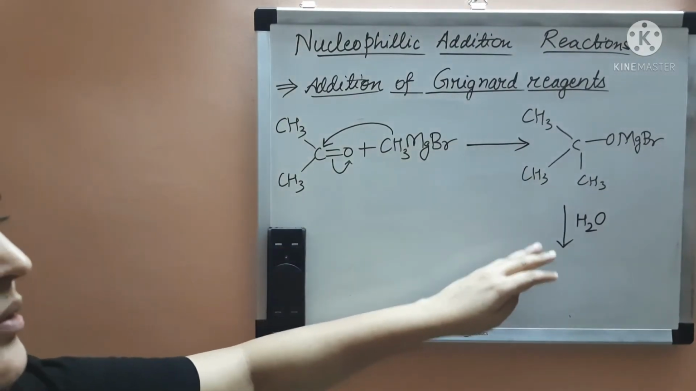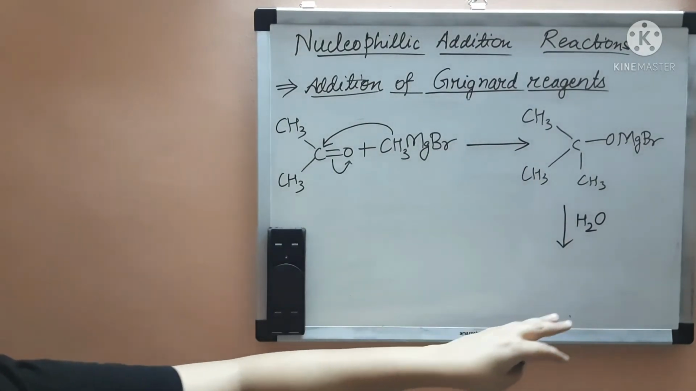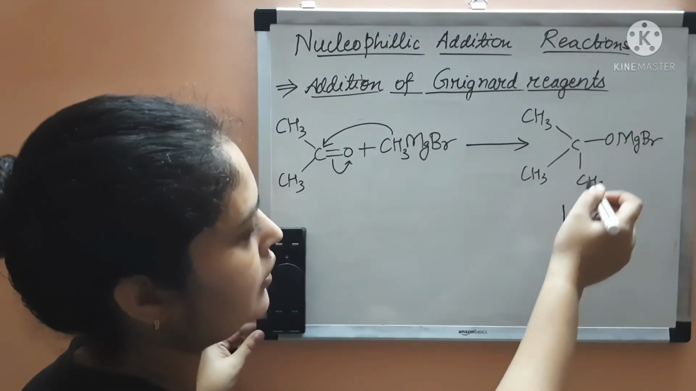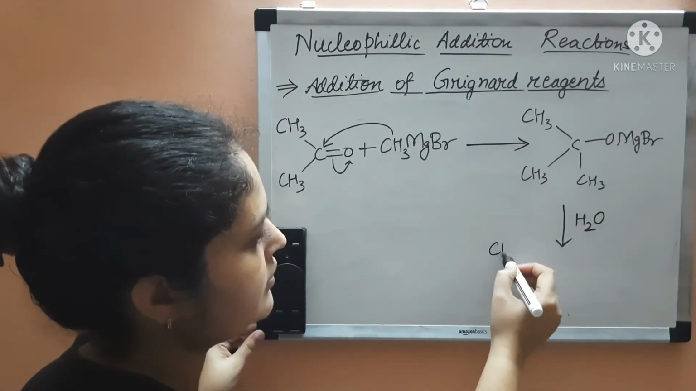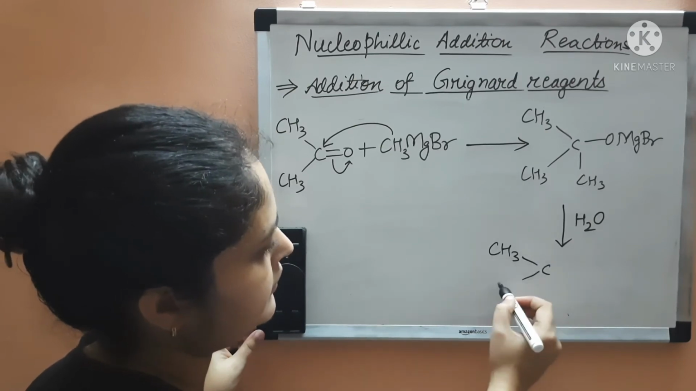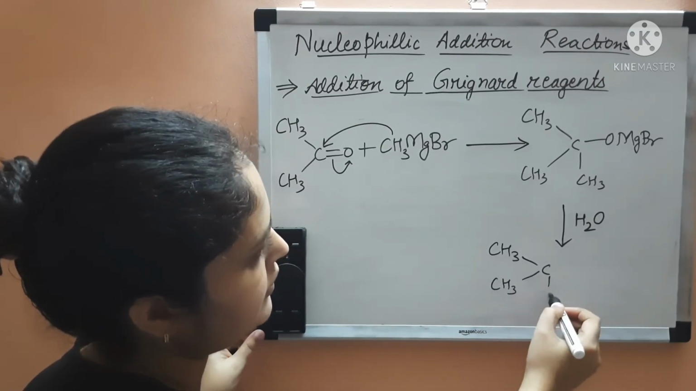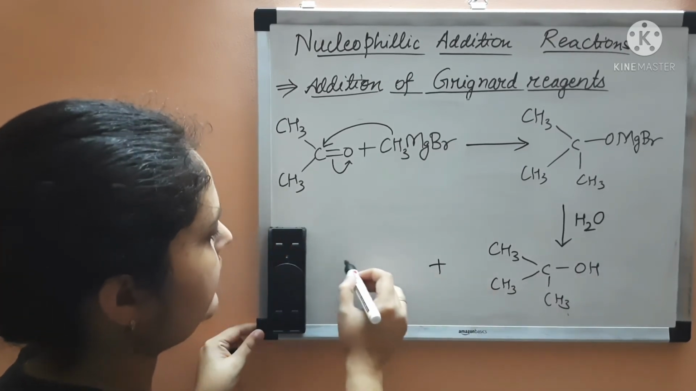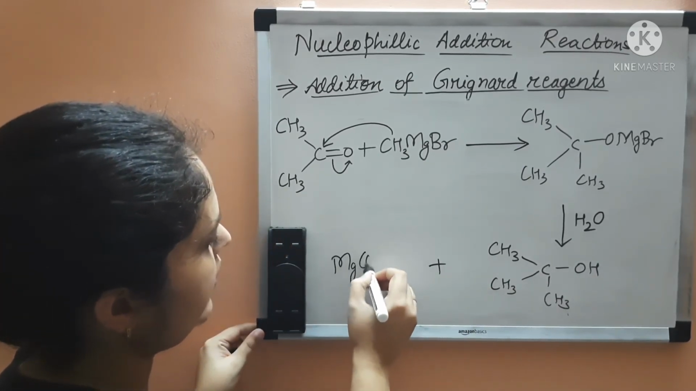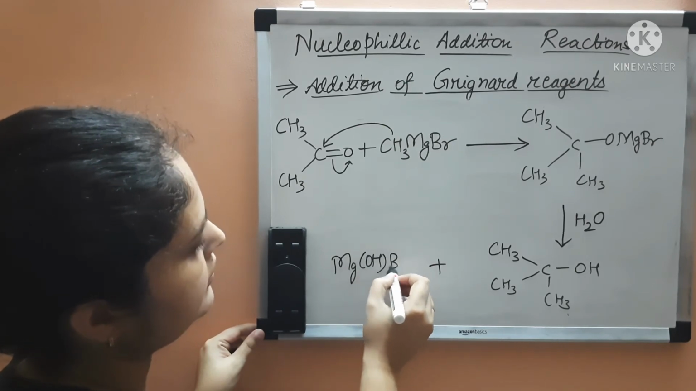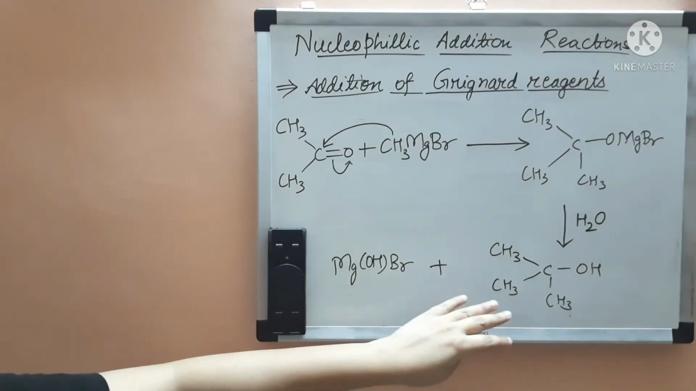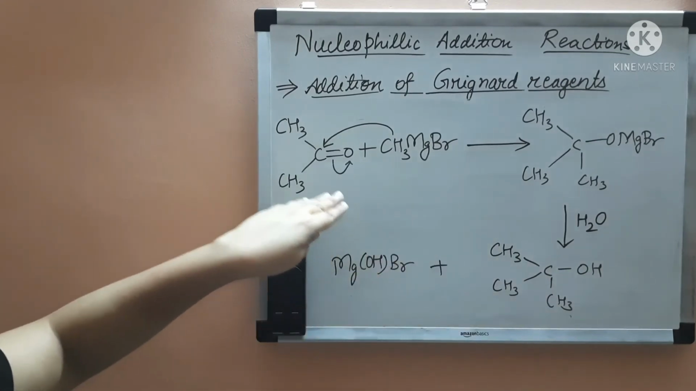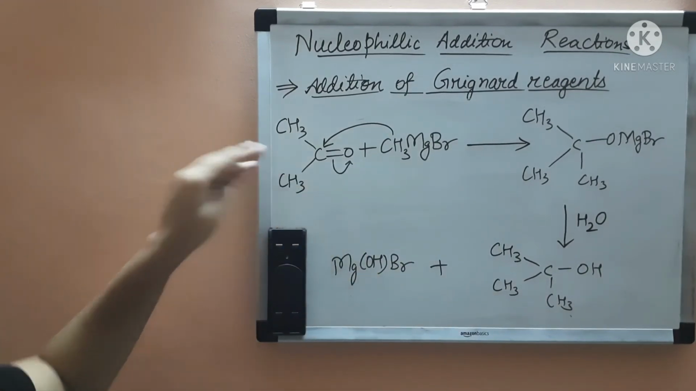Then the question says what will be formed after hydrolysis. So after hydrolysis what you will get? You will get an alcohol which is this. And the side product will be MgOHBr. So the product we will get is this alcohol. So this is tertiary alcohol because our reactant was ketone.